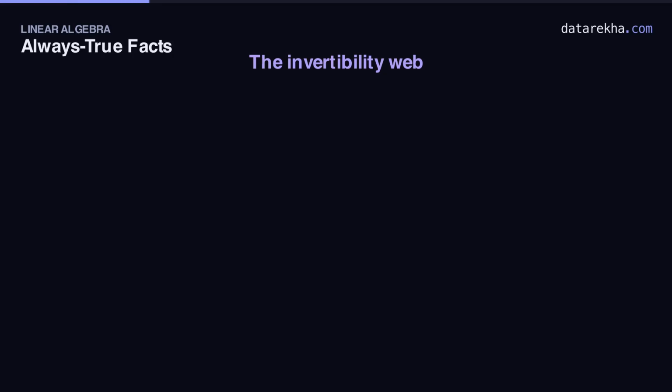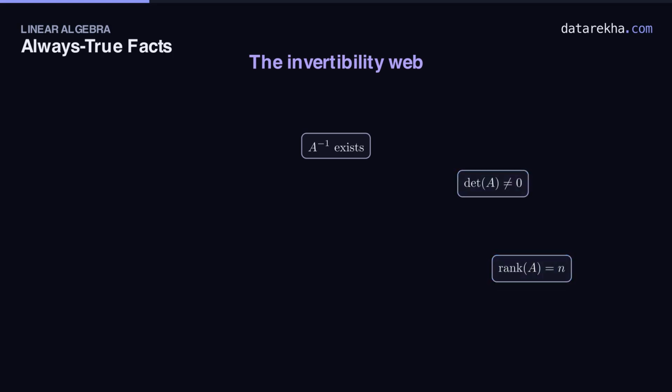Here is that switch opened up. For an n-by-n matrix A, there isn't just one test for invertibility. There are 7 different looking statements, and they are all secretly the same statement. Let me reveal them one at a time. 1. A has an inverse, a matrix that undoes it. 2. Its determinant is not 0. 3. Its rank is full. All n rows and columns pull their weight.